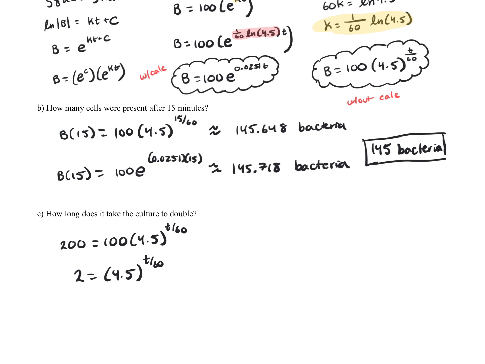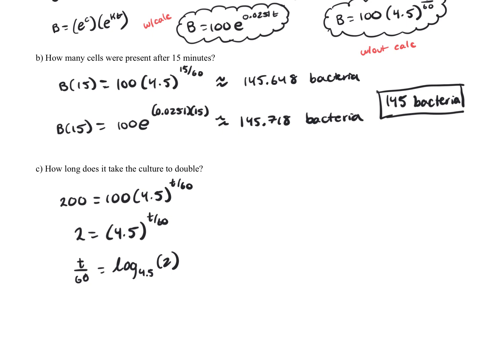To solve this one, we're going to want to rewrite it in logarithmic form. So t over 60 equals log base 4.5 of 2. So we can multiply by 60 and then get a decimal approximation for this in our calculator. If your calculator can only do common logs and natural logs, we'll have to use a change of base formula. So log of 2 over log of 4.5, and we'll get approximately 27.651 minutes.